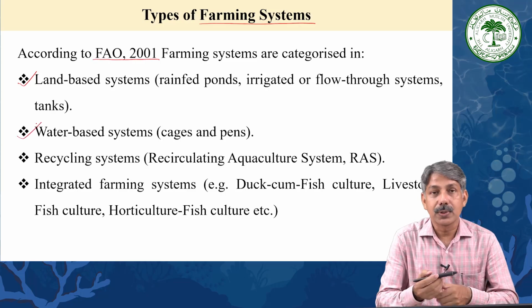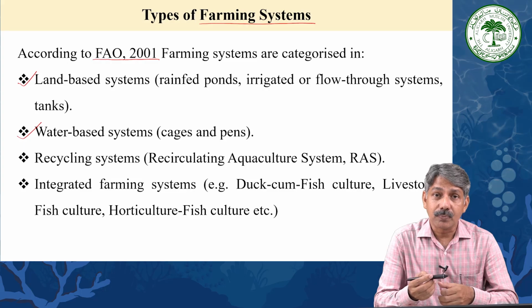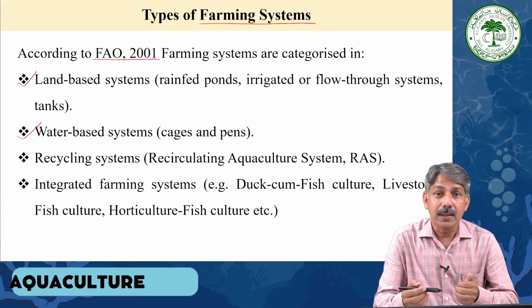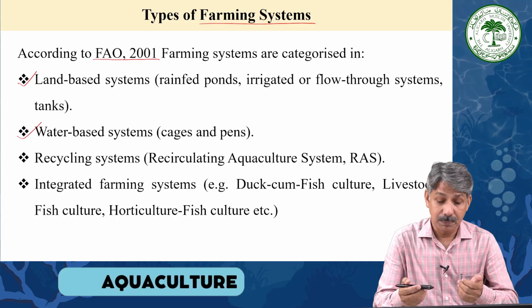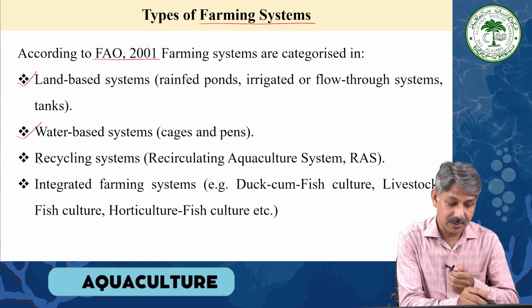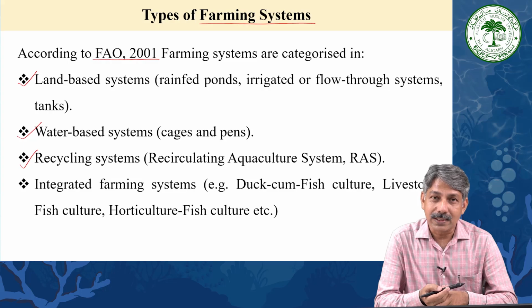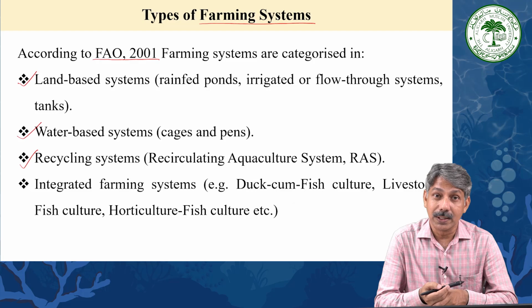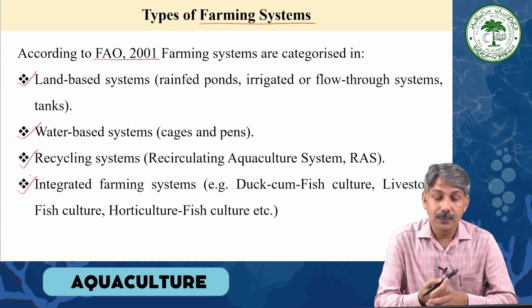Then water-based farming systems. For example, there are large aquatic bodies where fish farming has to be done, and this fish farming practice can be in the form of enclosures, and within those enclosures, fishes can be found. For example, cages, pens. That is categorized under water-based systems. Then recycling systems, and one of the most important examples of recycling systems is the recirculatory system, especially because of the freshwater crisis across the globe. We are more concerned about the wastage of water, so we should do whatever is possible to minimize the waste of fresh water.